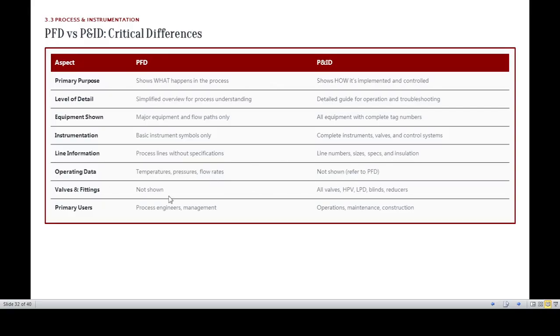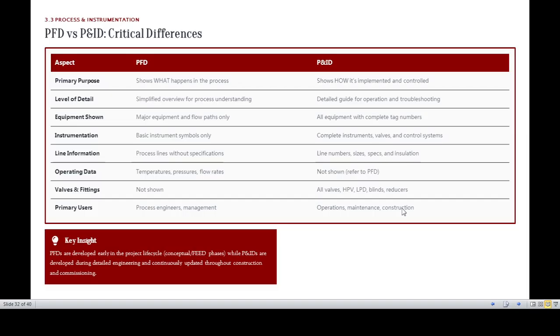Valves and fittings are not shown in the PFD. The P&ID shows all valves and all fittings, all high point vents and all low point vents, reducers, all of this. PFD is mainly used for process engineering and management. P&ID is mainly used by operations, maintenance, and the construction crew.